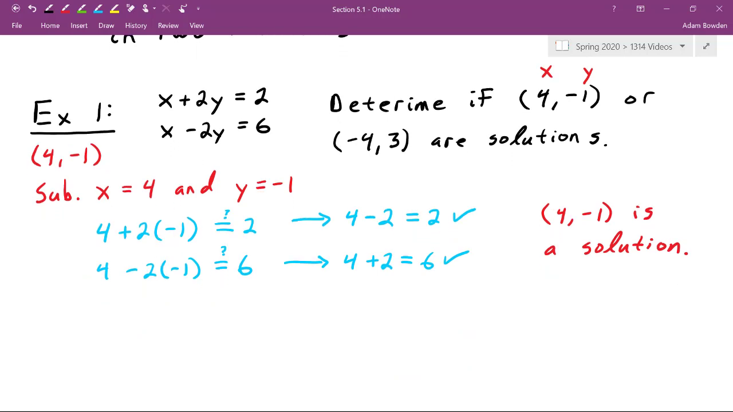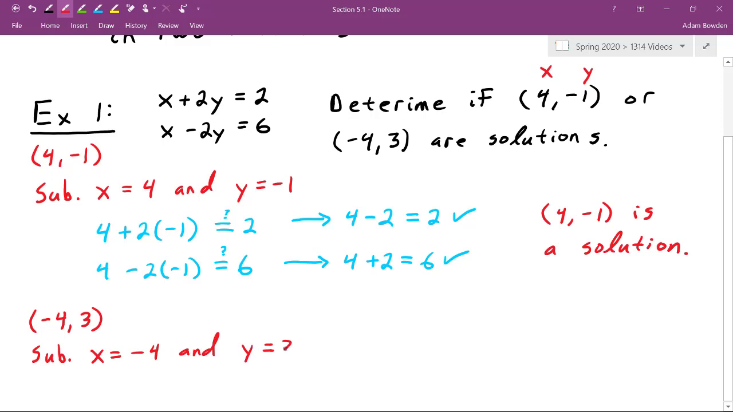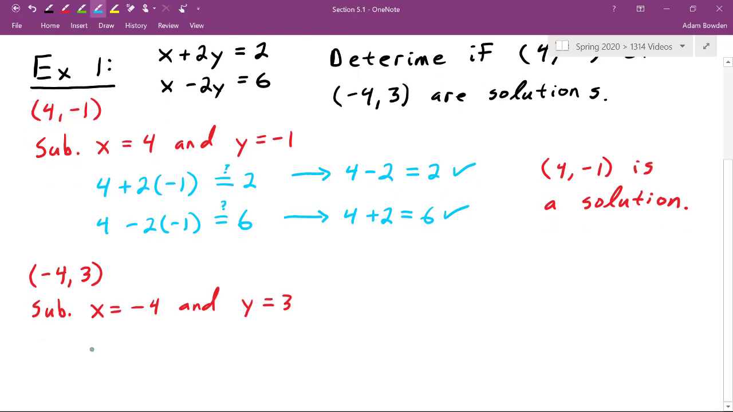Now it is possible in some of these cases to get more than one solution. So let's see if negative 4 comma 3 also is a solution. We're going to substitute x equals negative 4 and y equals 3. In the first equation that would look like negative 4 plus 2 times 3. We're checking, does that equal 2? In the second equation, it would be negative 4 minus 2 times 3, and we're checking to see, is that equal to 6?